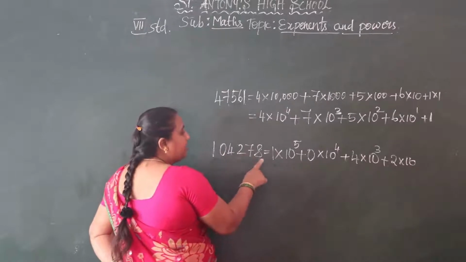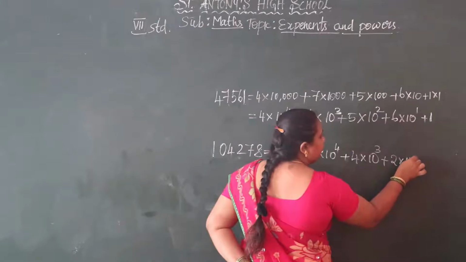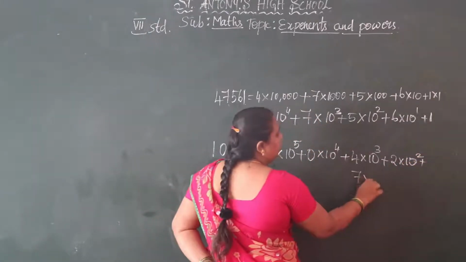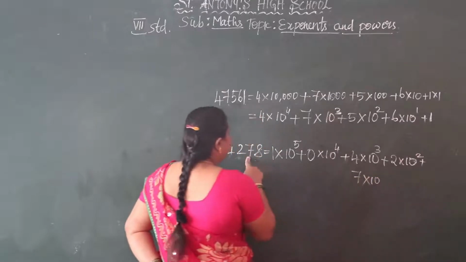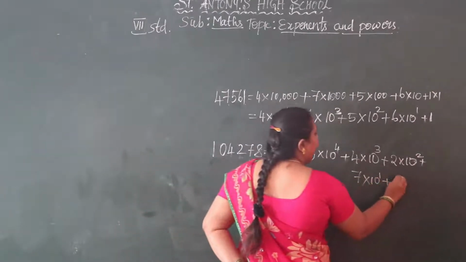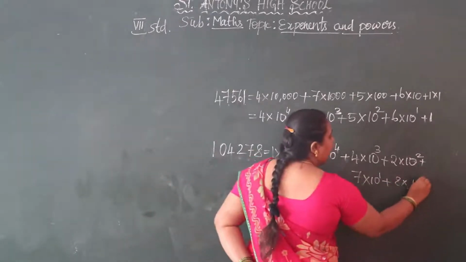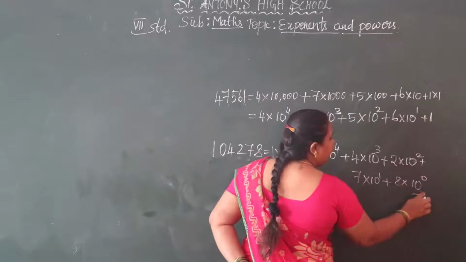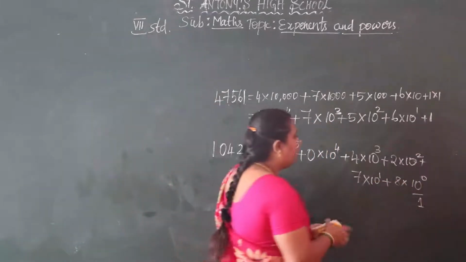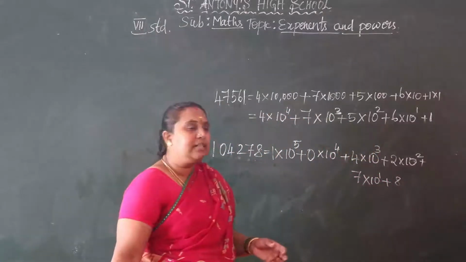So the next we have 2 digits. So 10 to the power of 2 plus 7 into 10 to the power of 1. Okay, then plus 8 into 10 to the power of 0. So 10 to the power of 0 we have 1. So 8 into 1 is 8. We write it as it is, 8. Anything to the power 0 is 1. Okay, we have to write 8 as it is.